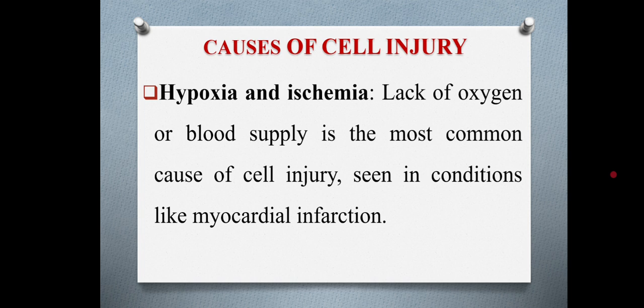We are saying that lack of oxygen or blood supply is the most common cause of cell injury, seen in conditions such as myocardial infarction. Myocardial infarction is what we call heart attack. In layman's language, we call it heart attack. So when you say hypoxia and ischemia is going to cause heart attack, what do you mean? For example, students, I remember when I wrote my test 1 in pathology, a question that came was us having to explain how this ischemia is going to lead to a heart attack.